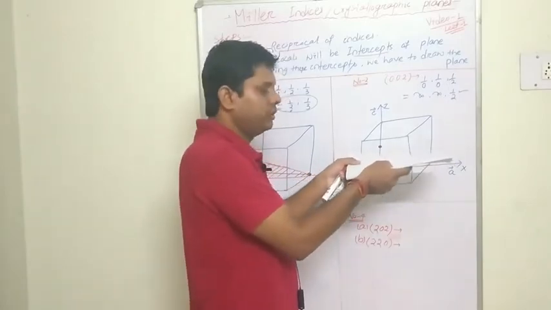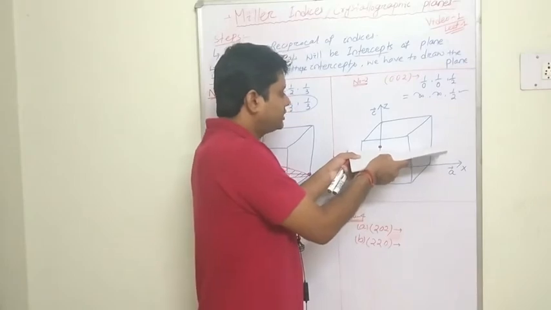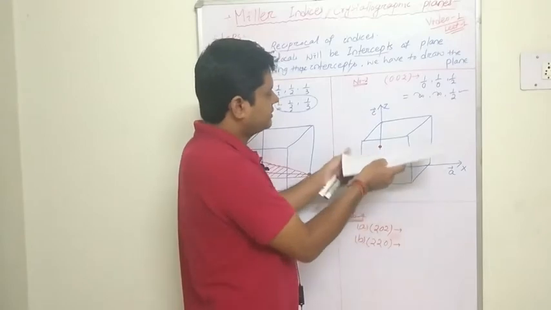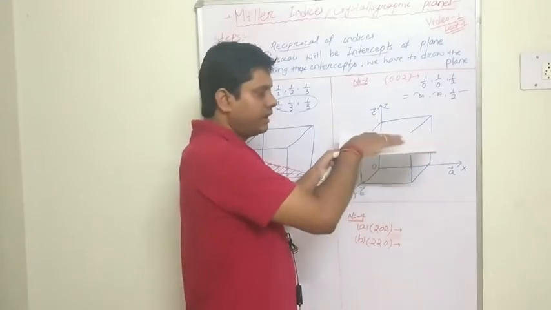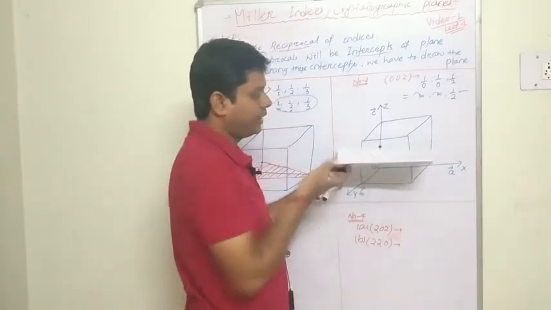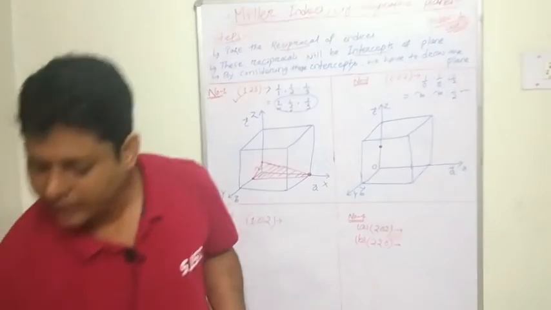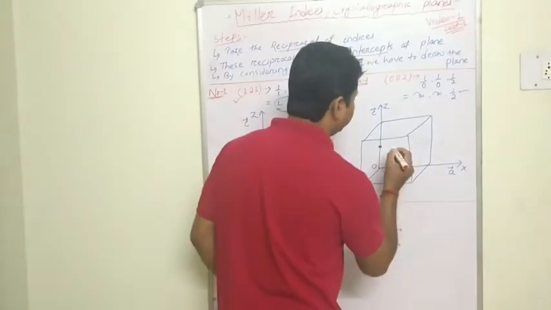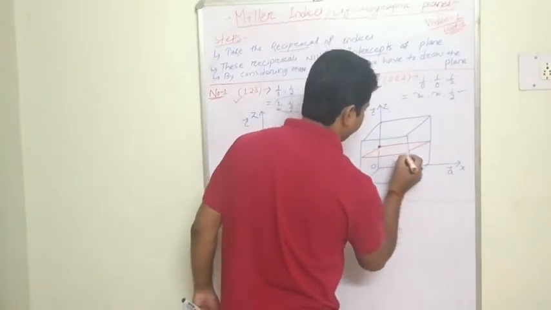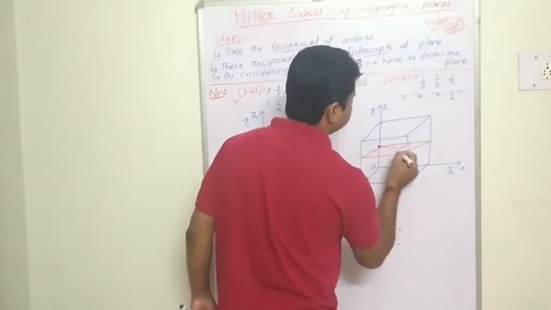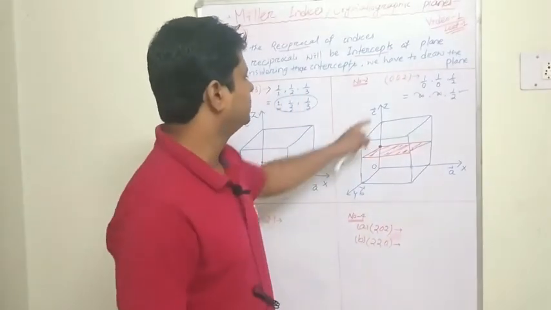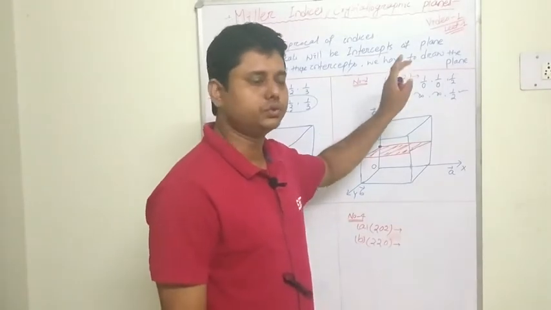If the plane is passed through the cube in this way at the point 1 by 2 for the z axis, then the intercept of this plane for the z axis will be 1 by 2 and the intercepts for x and y will be infinite and infinite. Hence the required plane will be this one. So this is our required plane having the Miller indices 0, 0 and 2.